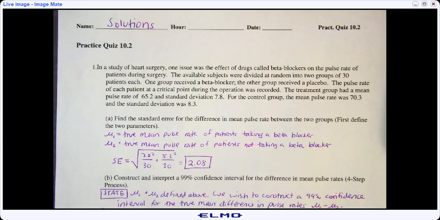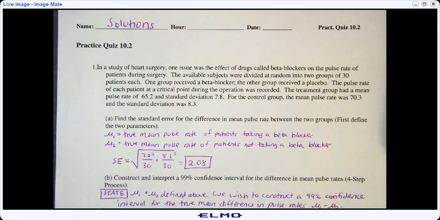So for the first one, it says in a study of heart surgery, one issue was the effect of drugs called beta blockers on the pulse rate of patients during surgery. The available subjects were divided at random into two groups of 30 patients each. One group received a beta blocker, the other group received a placebo. The pulse rate of each patient at a critical point during the operation was recorded.